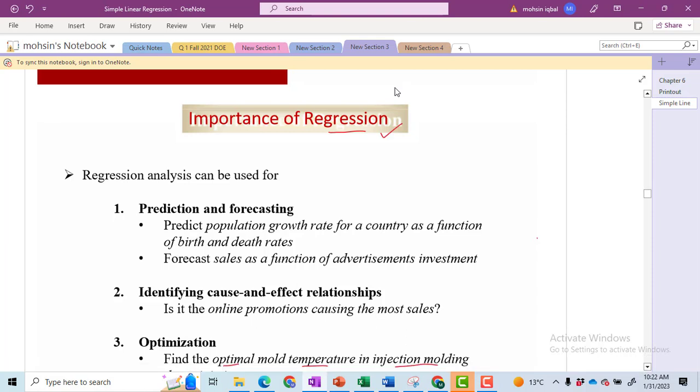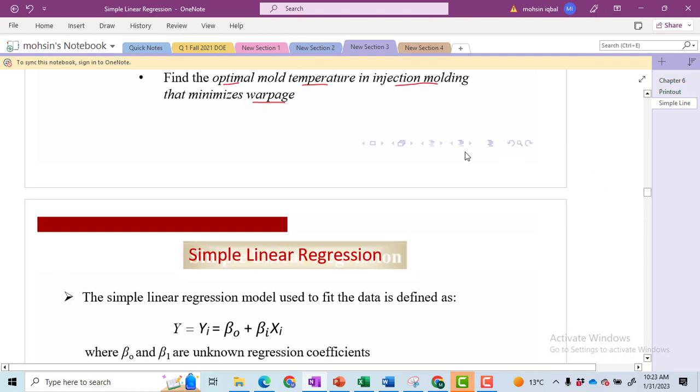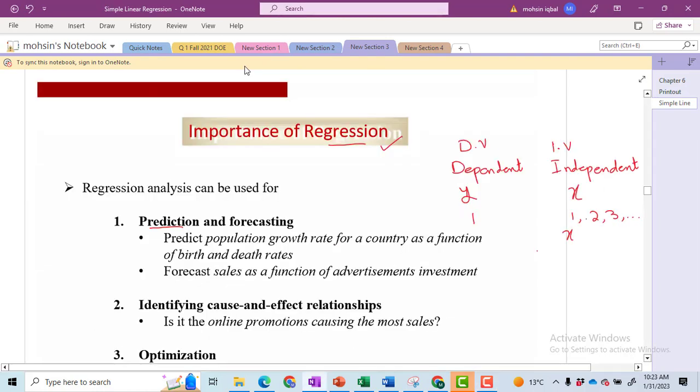Regression analysis is a statistical technique that is used for the prediction of one variable based upon another. The variable that we predict is known as the dependent variable, and the variable that is used for the prediction is known as the independent variable. The dependent variable is mostly represented by y, whereas the independent variable is represented by x. We have one dependent variable at a time, and there may be one or more than one independent variable in our regression model. These independent variables are represented by x1, x2, x3 likewise.